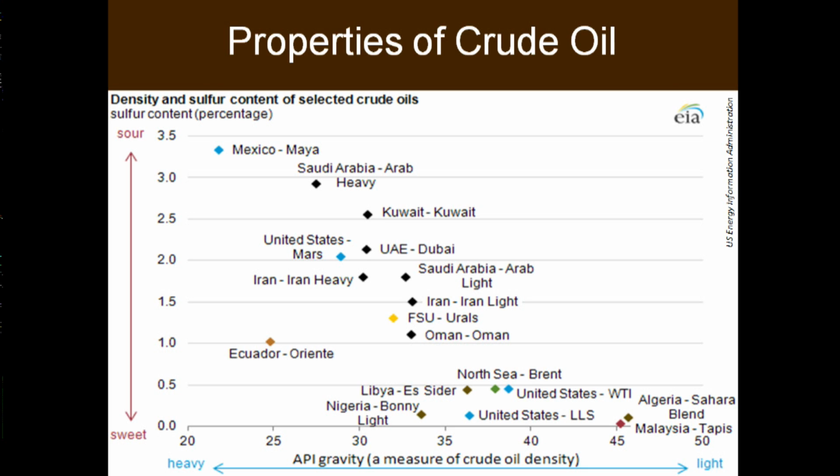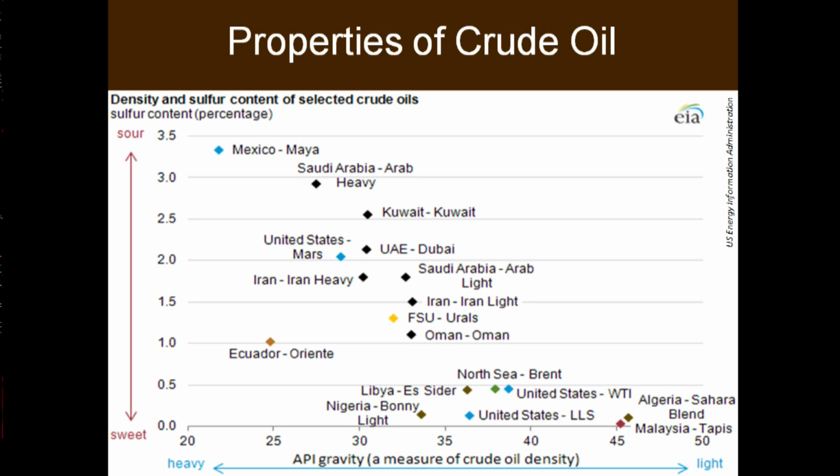On the bottom is what's called the API, or American Petroleum Institute, gravity, which is a measure of crude oil density. It's actually the inverse of density, the way it's calculated. So smaller numbers are more dense or heavier. Big numbers are less dense or lighter. And for reference, an API gravity of about 10 is about where water would fall on the graph. So that's actually off the scale for the graph I'm showing you.